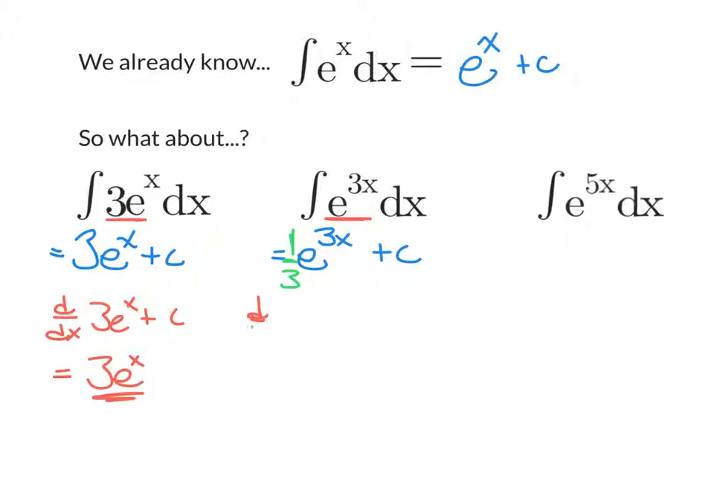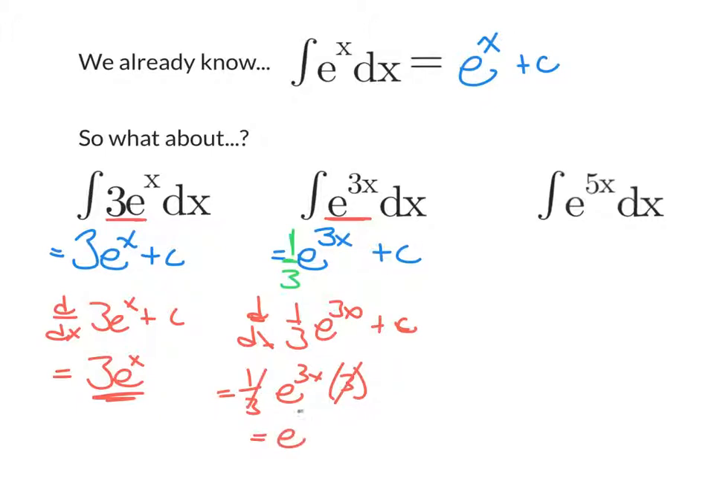If we're going to find the derivative of 1/3 e to the 3x plus c, we'd go 1/3, and then we use a chain rule on the e to the 3x to get e to the 3x times 3. And then our derivative of a constant is 0. So the 1/3 of 3 is going to cancel and leave us with e to the 3x, which is what we needed.